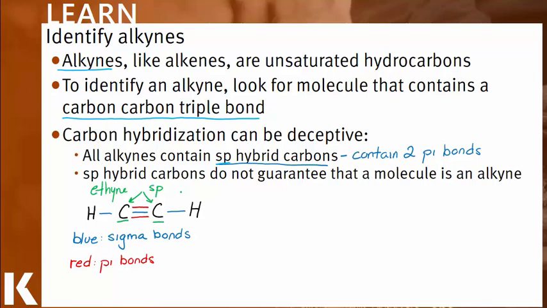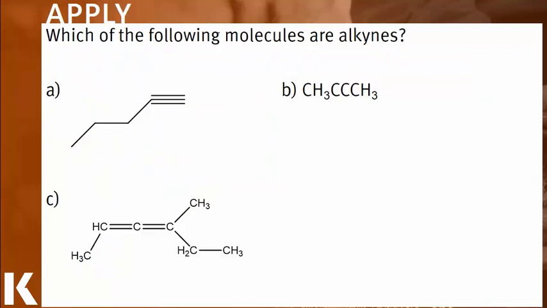However, the presence of an sp hybrid carbon does not necessarily indicate that a molecule is an alkyne. You have to see that triple bond between those 2 carbons. And we'll look at some examples of where sp hybrid carbons are not actually alkynes. So let's dive into those examples.